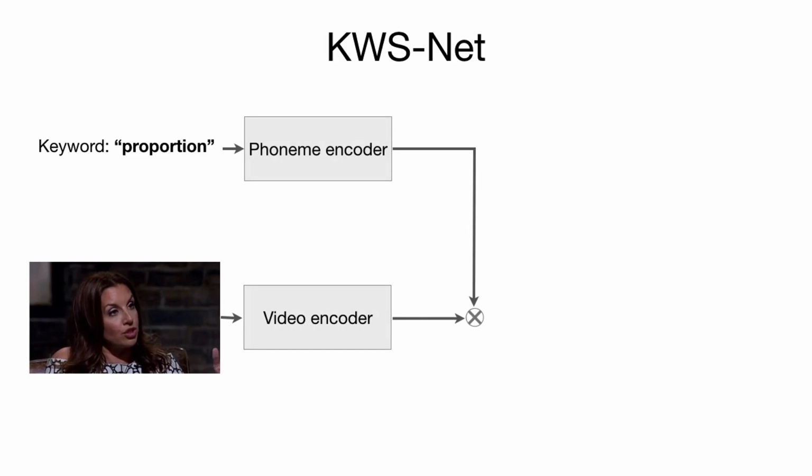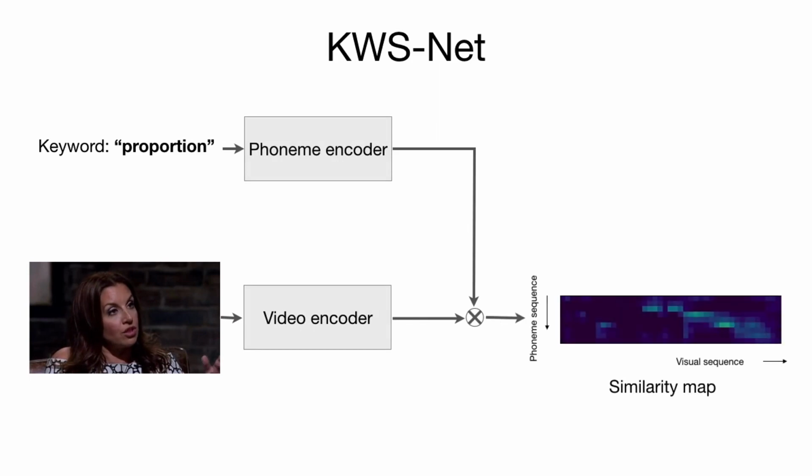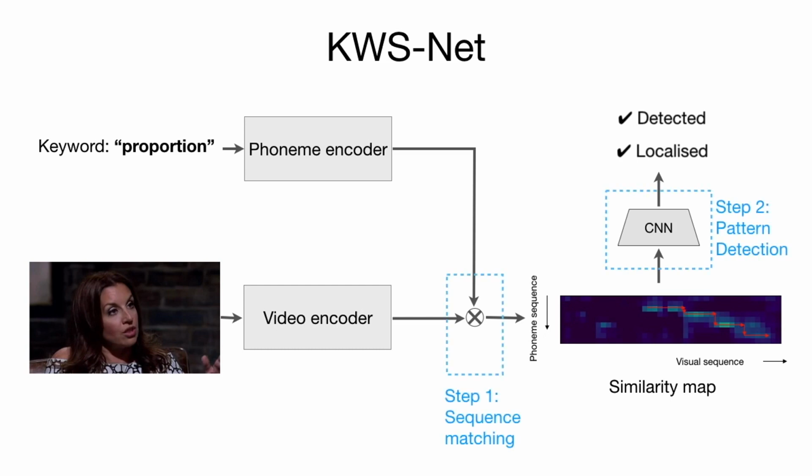Given a user-defined keyword and a video clip, our model first produces a two-dimensional similarity map, which highlights the alignment of the phonemes in the keyword with the visual sequence. The similarity map is expected to show a diagonal pattern when the keyword occurs in the input signal. This diagonal pattern can in turn be detected by a shallow CNN that determines whether and when the keyword occurs. In this way, the similarity map separates keyword spotting into two subtasks: sequence matching and pattern detection.